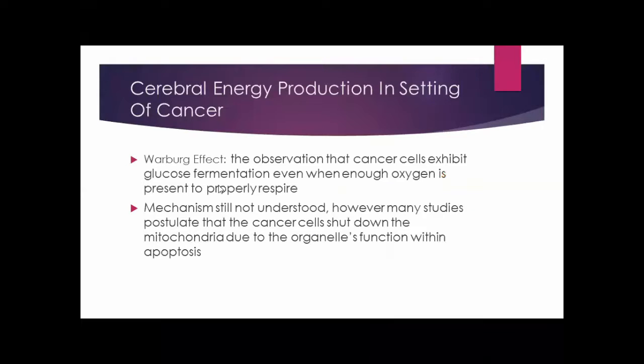All right, so why do we care about this? Because, like we were saying, in certain settings, it changes. In the case of certain cancers, you have what's called the Warburg effect. This is the observation that cancer cells exhibit glucose fermentation even when oxygen is present to properly respire. That means that even though it could go on to oxidative phosphorylation and produce those extra 36 ATP, it doesn't. It stays in the cytosol and does anaerobic respiration. This mechanism is not understood at this point. However, many studies postulate that the cancer cells shut down the mitochondria due to this organelle's function within apoptosis, basically as a measure to stop the cell from killing the cancer cell.